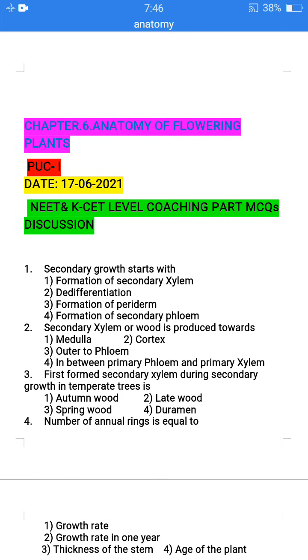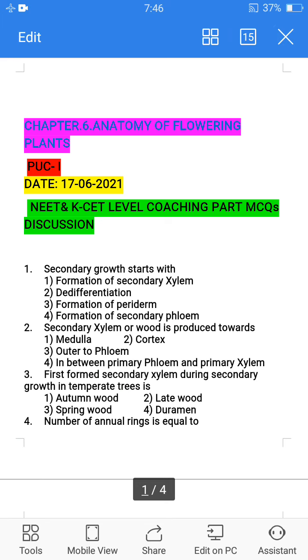Secondary growth starts with. Let's look into the options. First option, formation of secondary xylem. Second option, dedifferentiation. Third option, formation of periderm. And fourth option, formation of secondary phloem. Now let us see the correct option and explanation for this question.